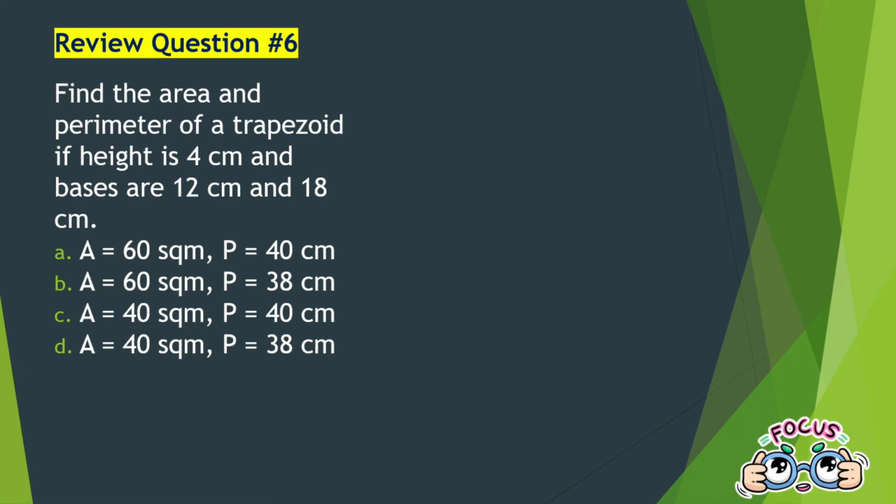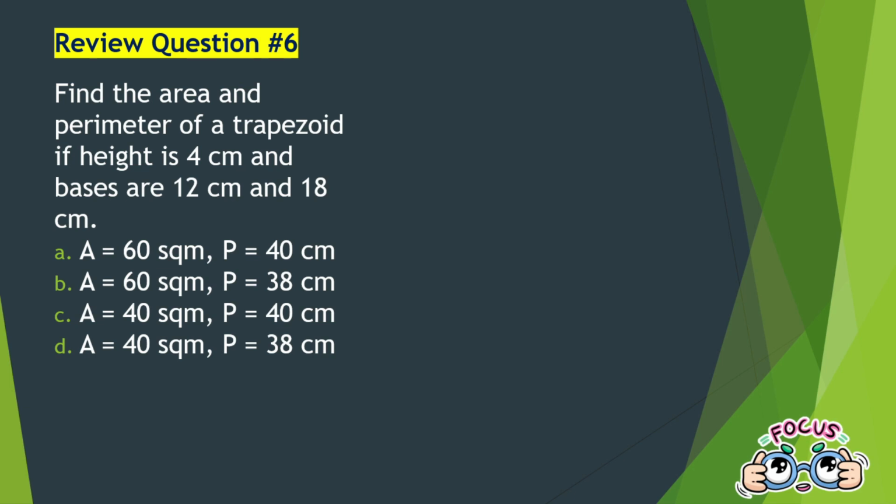Question number 6. Find the area and perimeter of a trapezoid if the height is 4 cm and the bases are 12 cm and 18 cm. Is it A, area is 60 square meters and perimeter is 40 cm, or B, area is 60 square meters and perimeter is 38 cm, or C, area is 40 square meters and perimeter is 40 cm, or D, area is 40 square meters and perimeter is 38 cm.